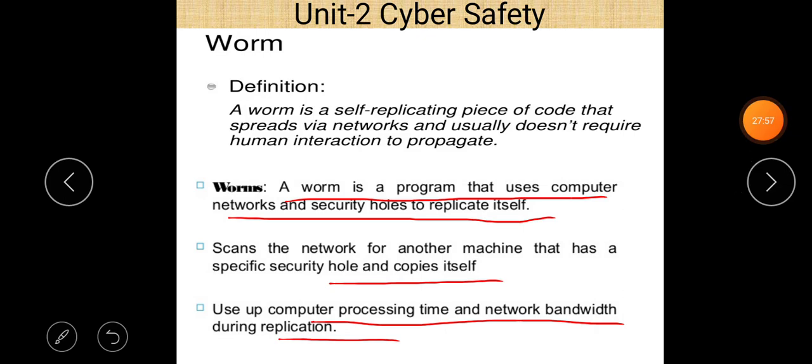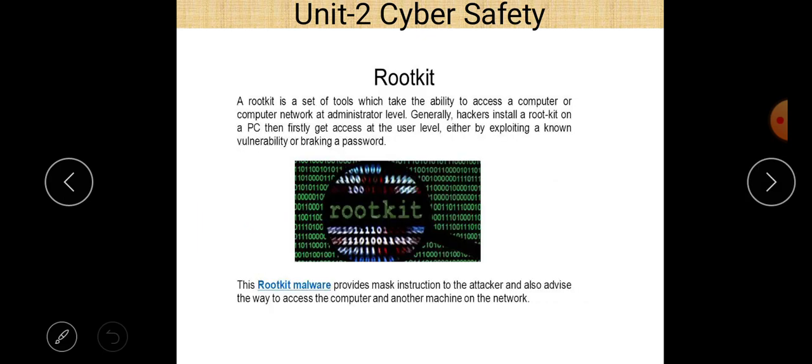So two important things are there. First of all, a worm replicates itself and eats memory. Second, it uses computer processing time and network bandwidth, and due to this your computer may slow down when there is a worm in your computer system. So this is a type of malware. I think you are able to understand the concept of worm. Our last topic is rootkit.